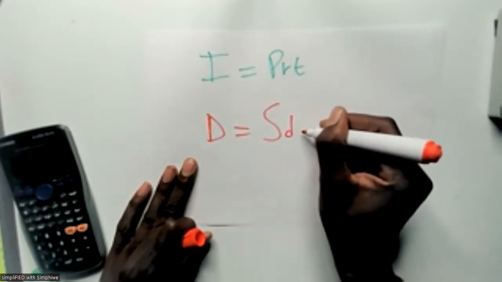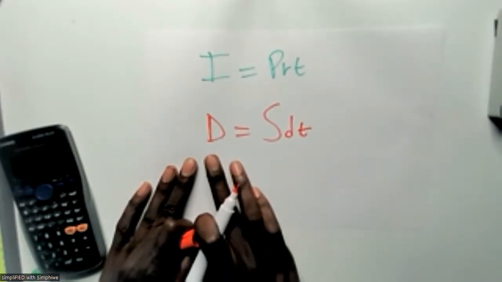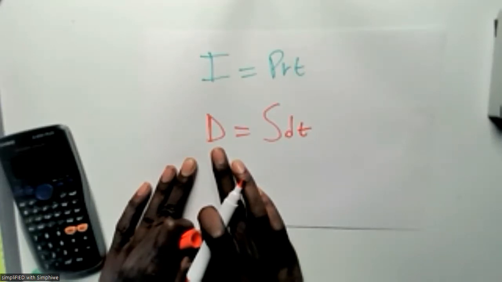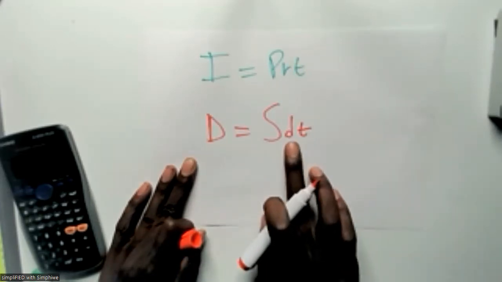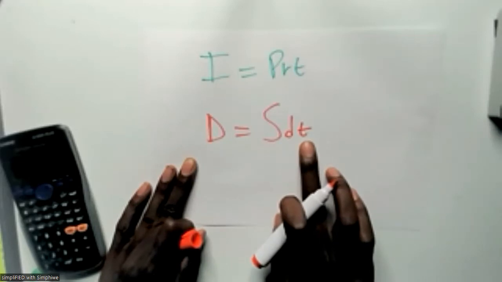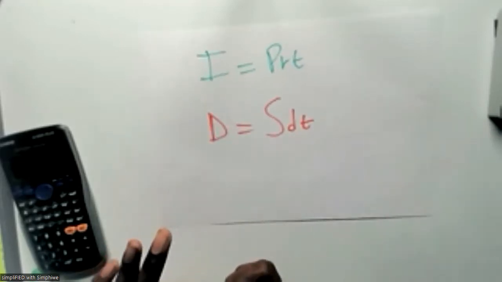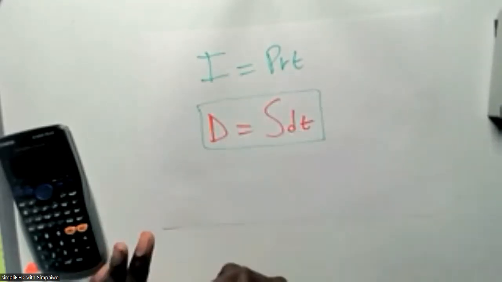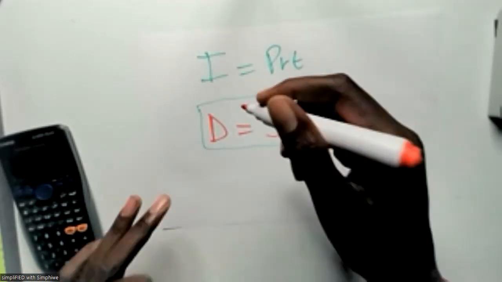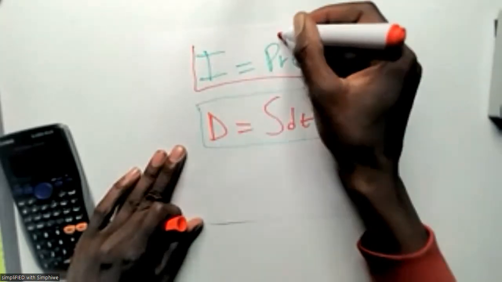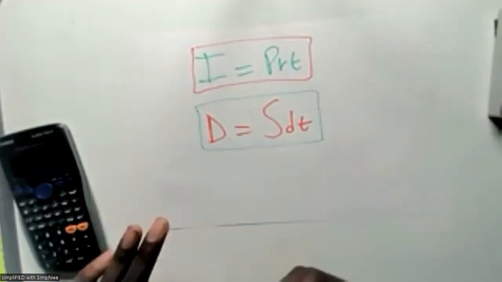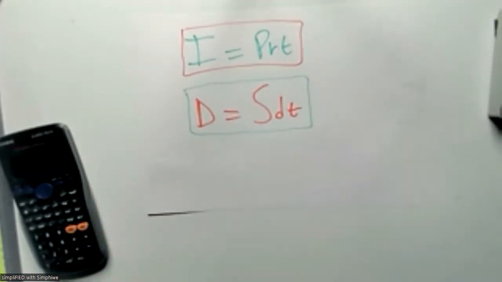D is equal to SDT, where S is the future value, D is the discount rate, and T is the term. So we have these two slightly different things here, but they do connect. The interest rate and the discount rate, they do connect. We'll talk about that soon.